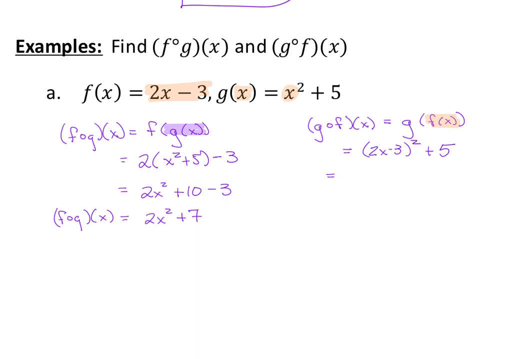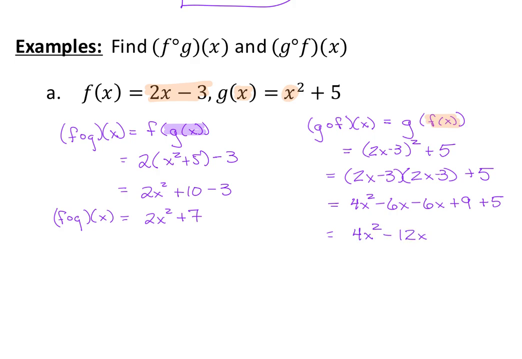If we go ahead and simplify this, we do want to FOIL the 2x minus 3 times 2x minus 3. And if we do this, we get 4x squared for our firsts. Our outsides, we get minus 6x. Insides, we also get minus 6x. And lasts, we get plus 9. All right, if we go ahead and combine our like terms, we get 4x squared minus 12x plus 14.